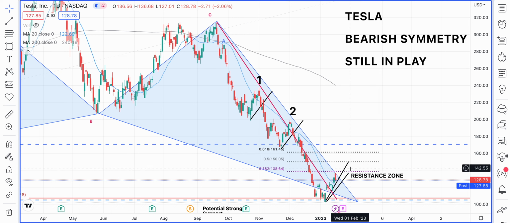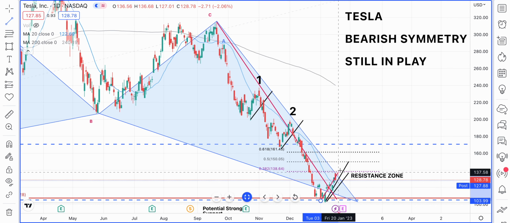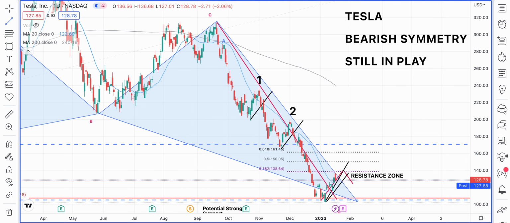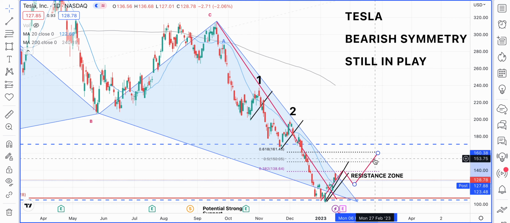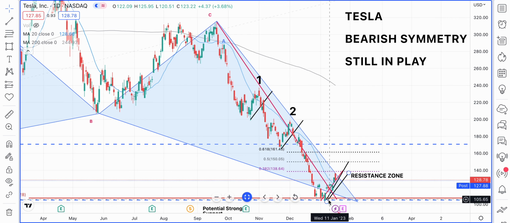It's quite possible that the stock might do something like this. It moves like this, it finds some resistance, pulls back a little bit, and from here it moves higher. That would be really good, but this is what we have to watch. For the moment the bearish symmetry still seems to be in play, and perhaps over the next few trading days it could break its bearish symmetry, and that would be quite a nice thing for the stock to do. So this is what we are watching.